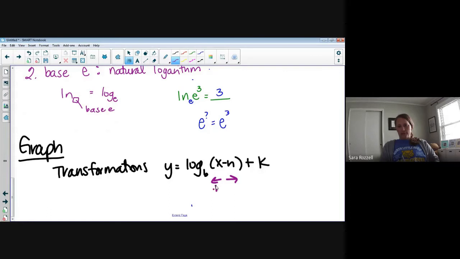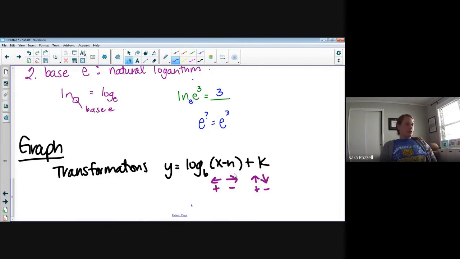Remember, left is a plus, right is the minus. And a number added at the end, that's going to shift our graph up or down. So plus k at the end, that's up or down. Up is a plus, down is a minus. So inside, that's shifting our graph left and right. Outside, that's shifting our graph up and down. So just for you to have that at the top.